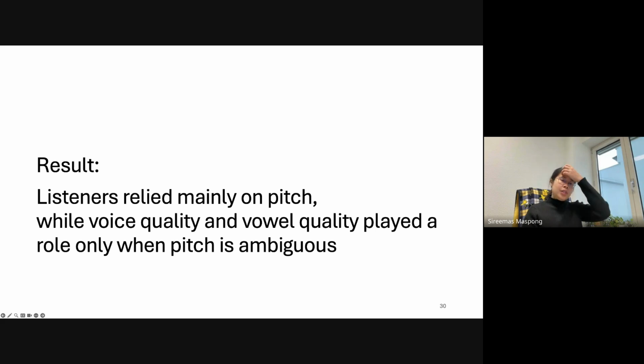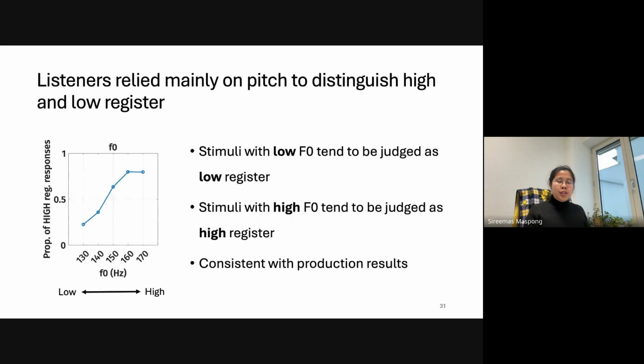For the results, we found that listeners relied mainly on pitch, while voice quality and vowel quality played a role only when pitch is ambiguous. So I'll unpack this a little bit slowly. First of all, the result that listeners relied mainly on pitch to distinguish high and low register, we show in this plot.